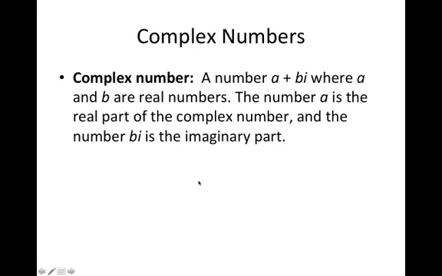All right, so numbers with i's are imaginary numbers. Numbers with i's and a real component are called complex numbers. So complex numbers are a number a plus bi, where a and b are real numbers. The number a is the real part of the complex number, and the number bi is the imaginary part.